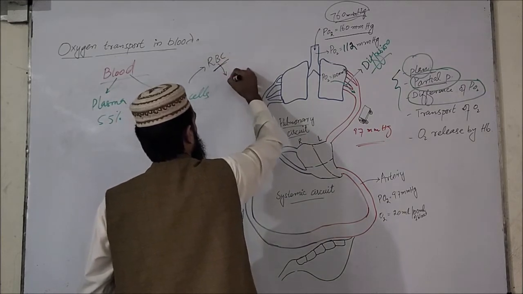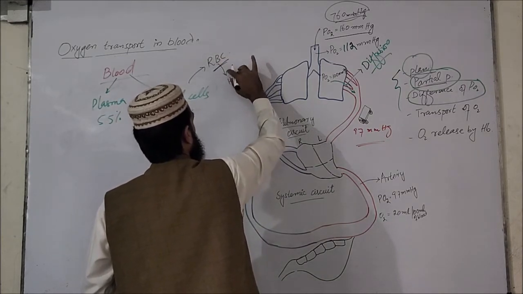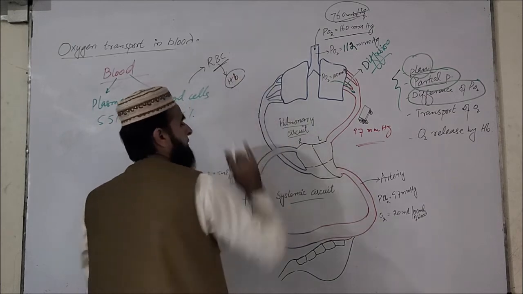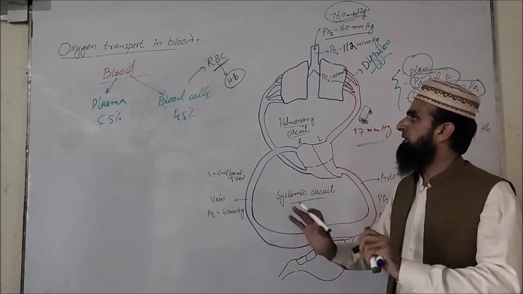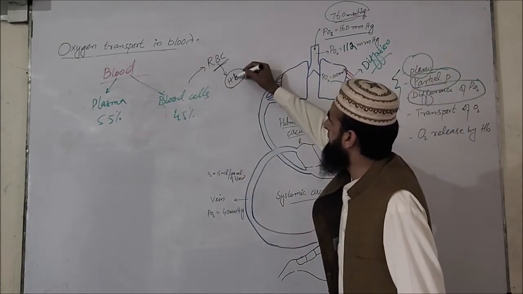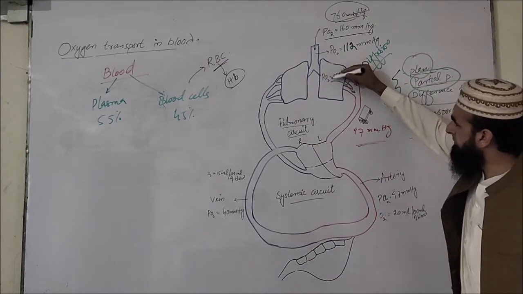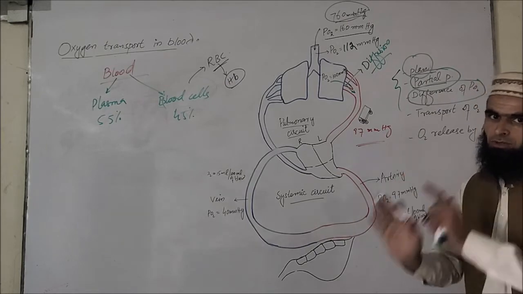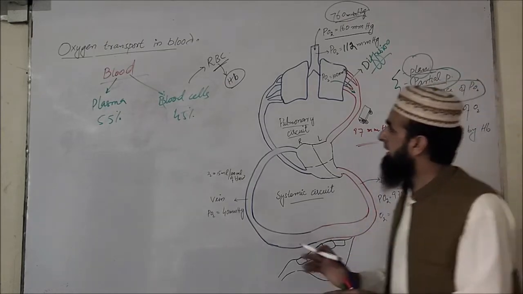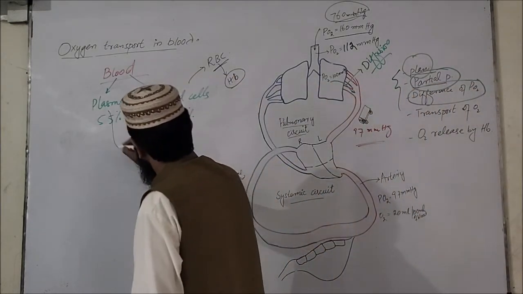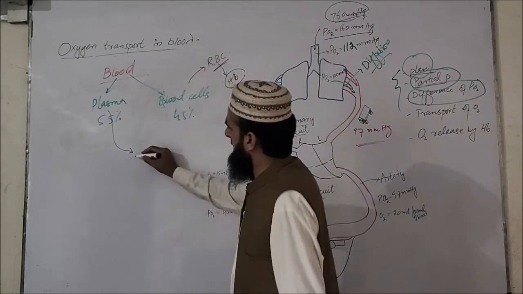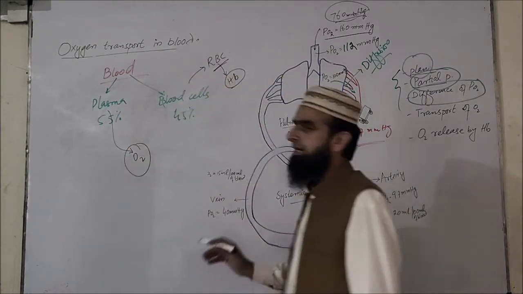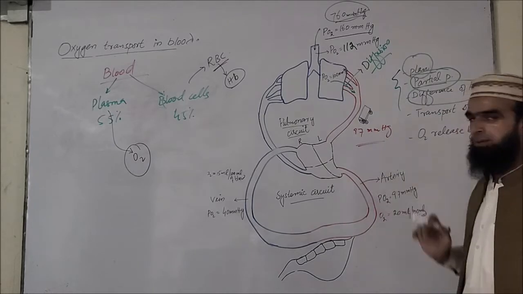This RBC contains hemoglobin, which has been discussed in the previous topic. Now this is the hemoglobin which can receive the oxygen and can carry it. How the hemoglobin receives it, we will discuss over here. And other than that, another part of the blood is plasma that receives the oxygen and that is carried to the different parts of the body.